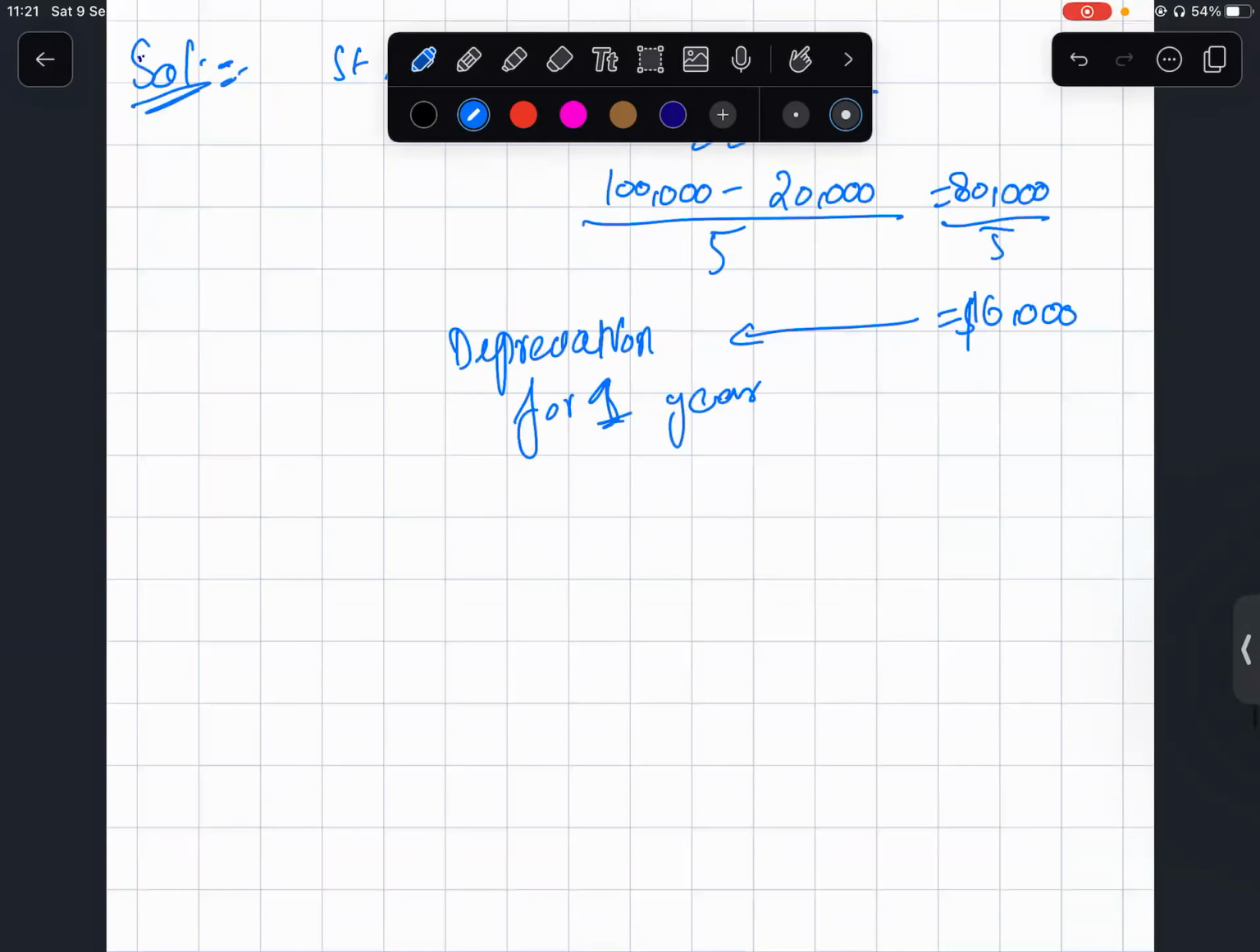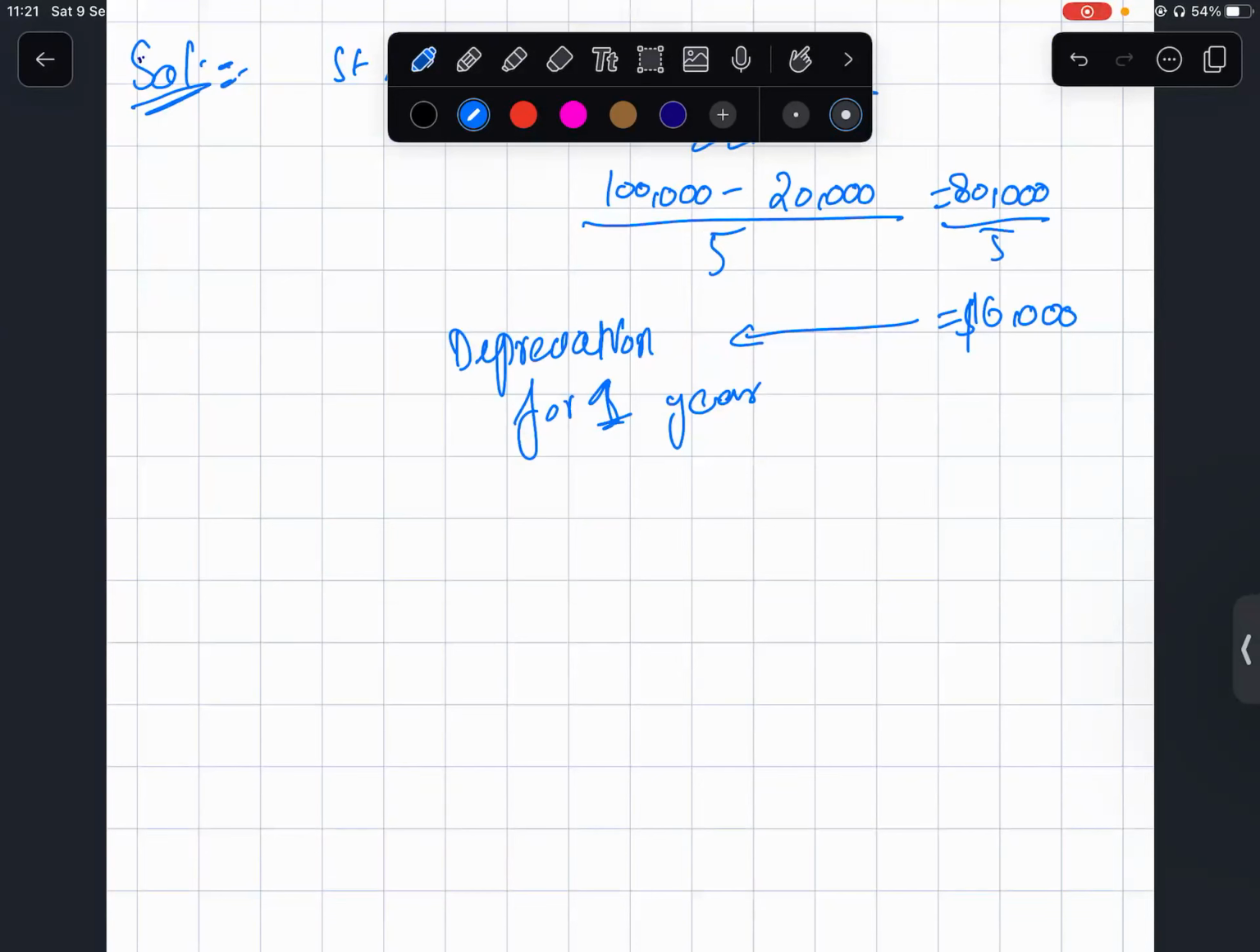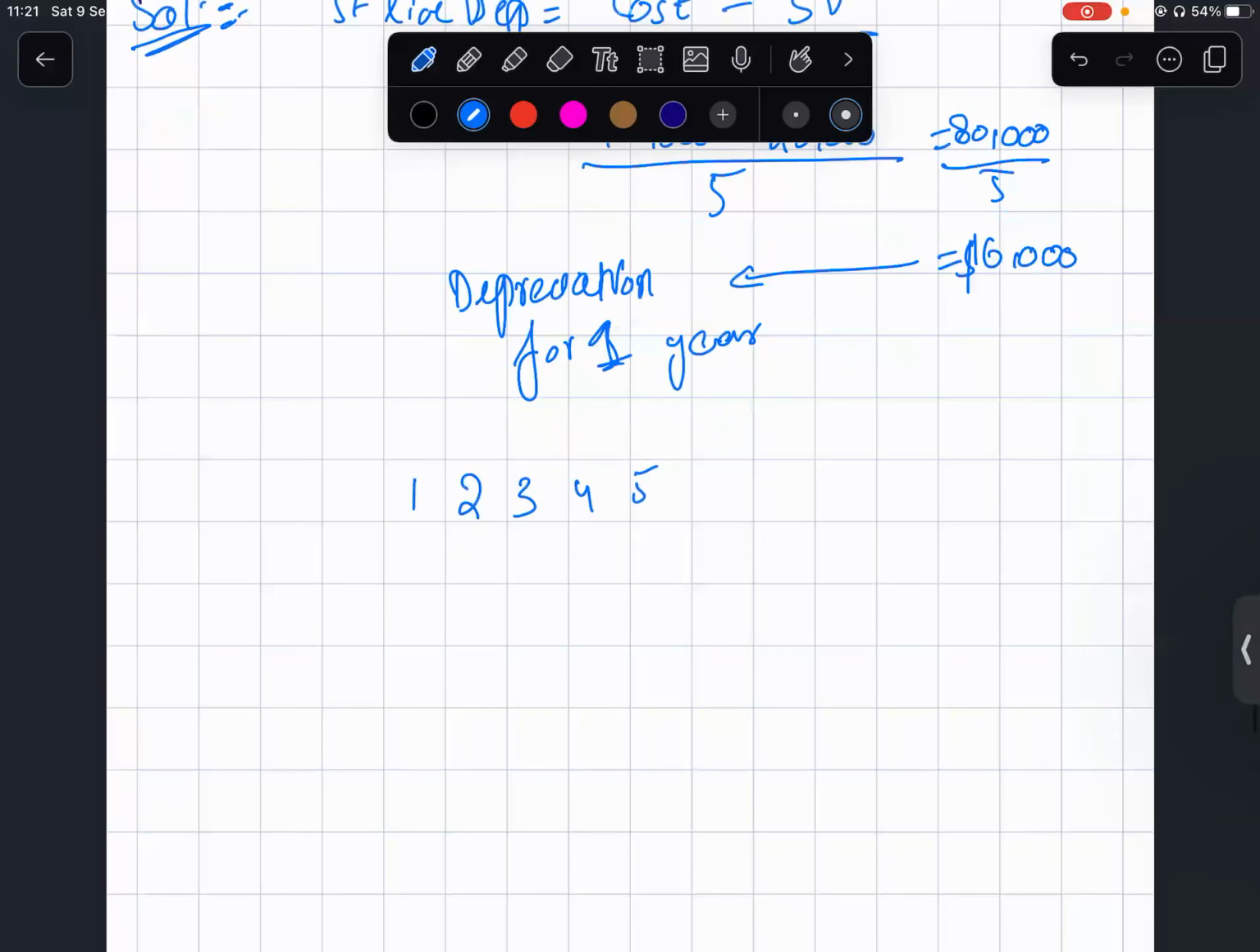Okay. And now, as we discussed for straight line method, the depreciation remains the same for all the years. So we know that we have this asset for 5 years. So every single year, the depreciation would be $16,000. Are you with me so far, Zan? Yes, sir.